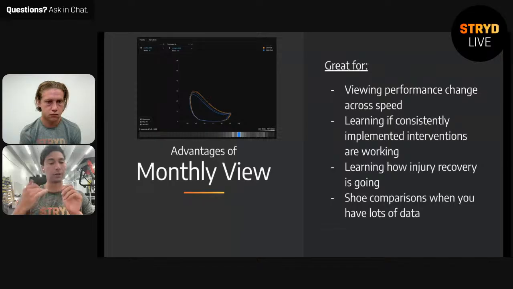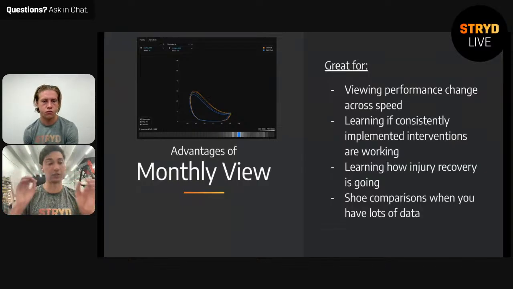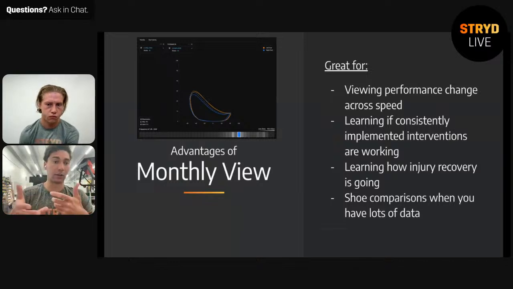It's also great for comparing shoes with our shoe tagging feature. You can pick basically either the same month with the same shoe, or if you're looking at how the shoe's faring over time, you can even get a sense for how the shoe's breaking down by the way that affects your form. Maybe when you wear that shoe in January versus when you wear that shoe in March, you see that form breakdown because the shoe is breaking down.